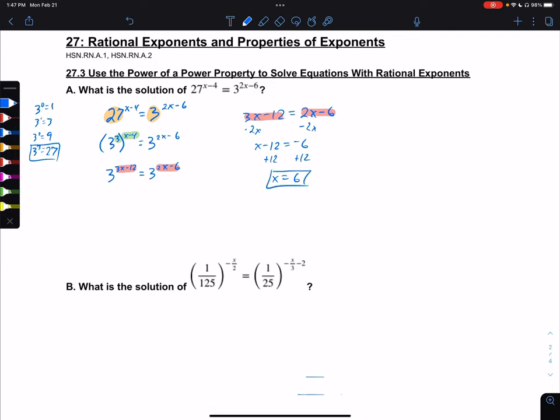So again, to do this, you're looking to create an equation where the bases are identical. So we had 27 and 3. We wanted to rewrite the 27 as something with a base of 3 to some power. Once you have that, then when you're raising powers to powers here, this 3 to the x minus 4, those are going to get multiplied, and that's where you got the 3x minus 12 from.